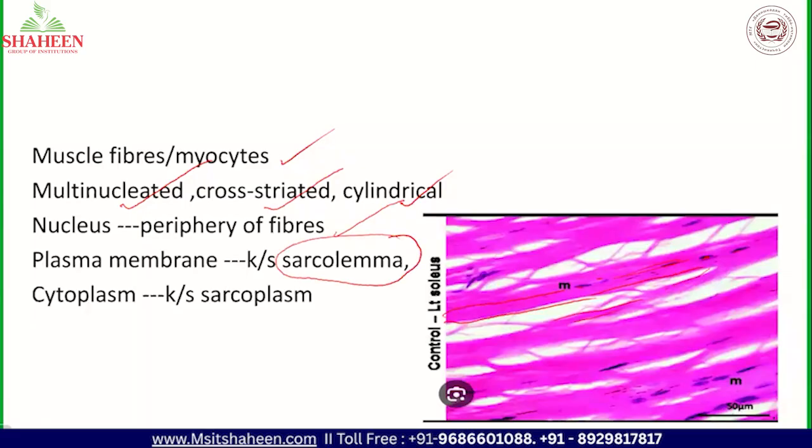The plasma membrane of a skeletal muscle is known as sarcolemma, and the cytoplasm is known as sarcoplasm. All right, then what do you call the endoplasmic reticulum of a muscle? Sarcoplasmic reticulum. Very good.